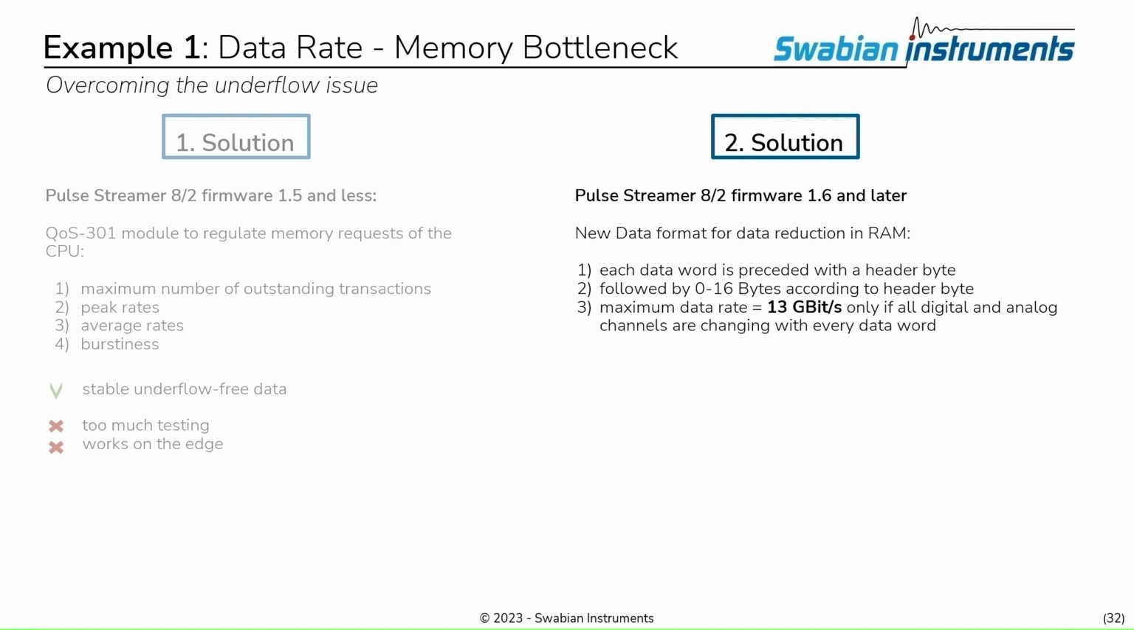So we introduced a new device internal memory data format. With that approach, every data word is preceded by a header byte, which codes that only the differences have to be saved. In the running state, despite a lot of involved logic for multiplexing and shifting bytes, the decoder in the FPGA can output one data word per clock cycle. That leads to a new maximum data rate of 13 gigabit per second, but only if every, so not any, channel is changing.